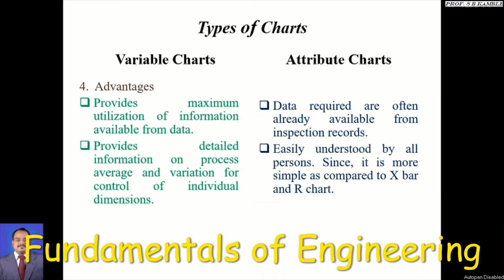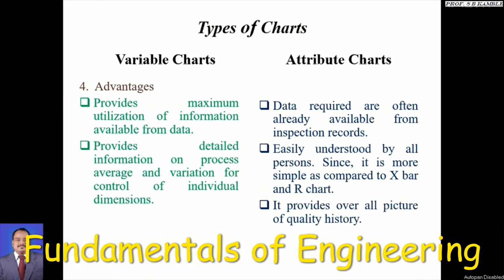And it is easily understood by all persons since it is simpler as compared to the X bar and R chart. How it is simpler than the X bar and R chart, we will discuss in the next lecture series. But it is easily understood because we get only the information of whether a product is defective or not defective. Suppose we take a batch of 20 samples, then from those 20 samples how many defectives we get, and whether it is possible to rework the defective products or not, that information we get by using these attribute charts.